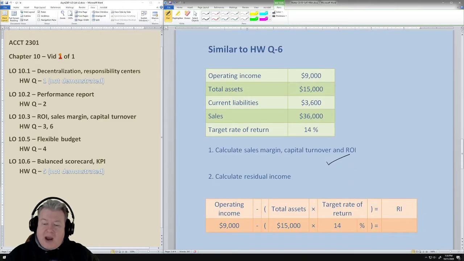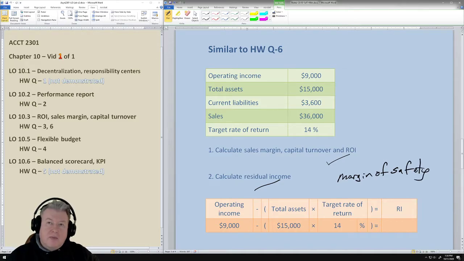They do add one extra one, and that's why I'm picking this one up, and that's what's called residual income. So if you remember in a previous chapter, we looked at something called margin of safety. And that was kind of a buffer, right? How much above break even are we selling? This is something similar.